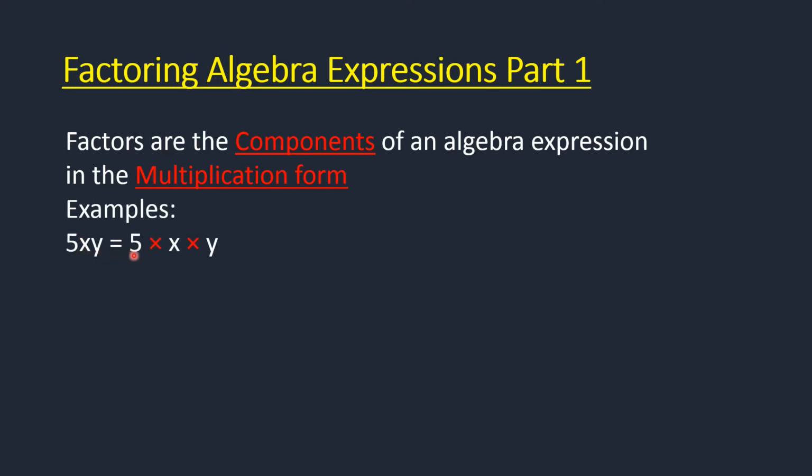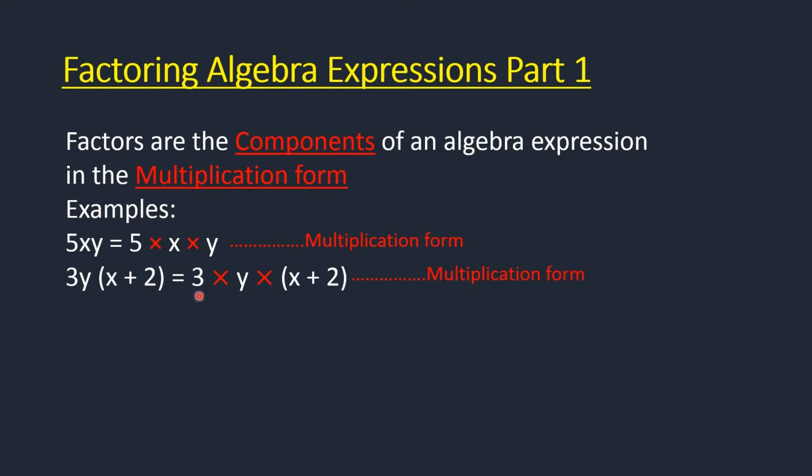5xy equals 5 multiplied by x multiplied by y. Here 5, x and y are in the multiplication form. Hence, they are factors of 5xy. 3y multiplied by x plus 2 equals 3 multiplied by y multiplied by x plus 2. Here 3y and x plus 2 are in the multiplication form. Hence 3y and x plus 2 are the factors.